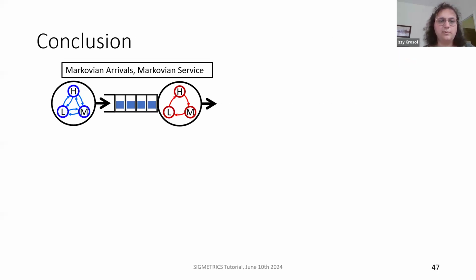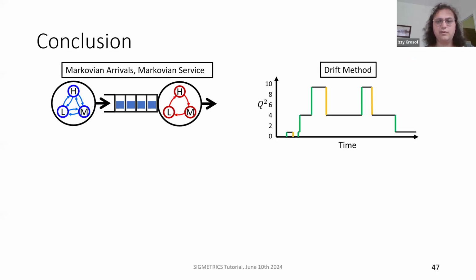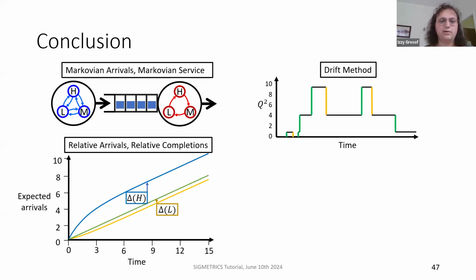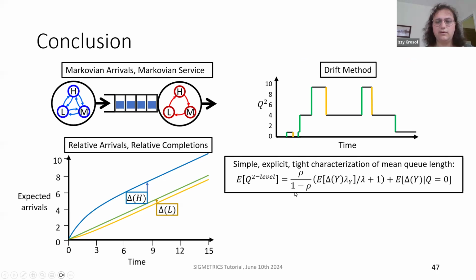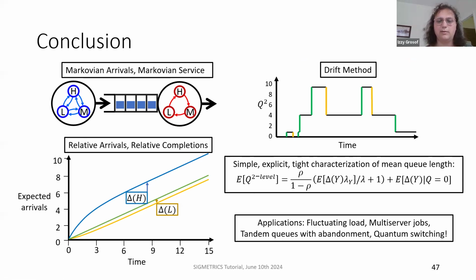So to wrap things up, we saw today the Markovian arrivals Markovian service system. We saw the drift method. We saw this new idea called relative arrivals and relative completions. And we put it all together to get a simple and explicit and tight characterization of mean queue length, both for the two-level system and for our general system. And we saw some applications: fluctuating load systems, multi-server jobs, random queues with abandonment, and quantum switching.